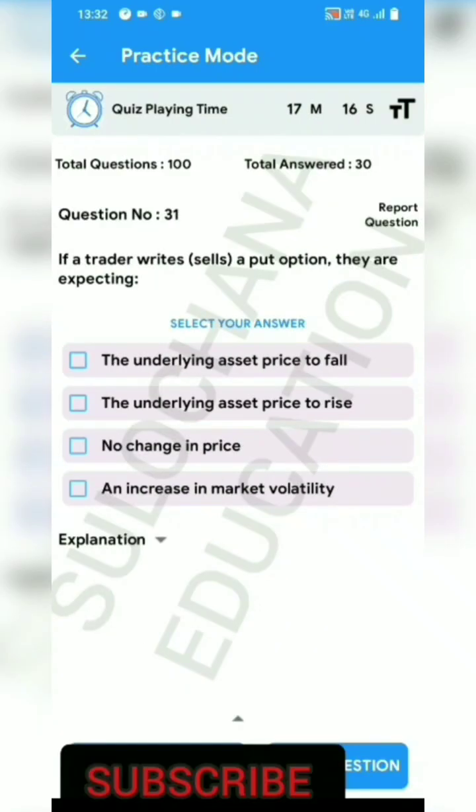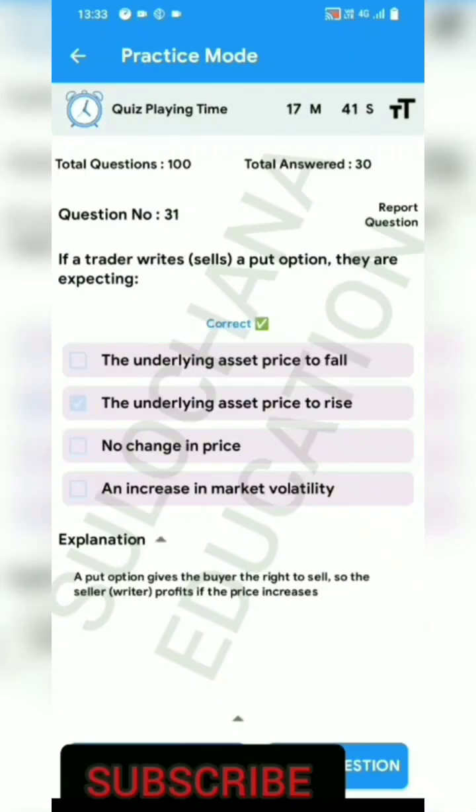If a trader writes, sells, a put option, they are expecting? Options are A. The underlying asset price to fall. B. The underlying asset price to rise. C. No change in price. D. An increase in market volatility. And the correct answer is option B. The underlying asset price to rise.